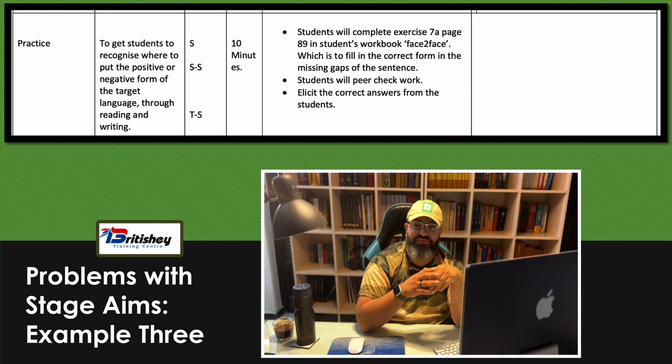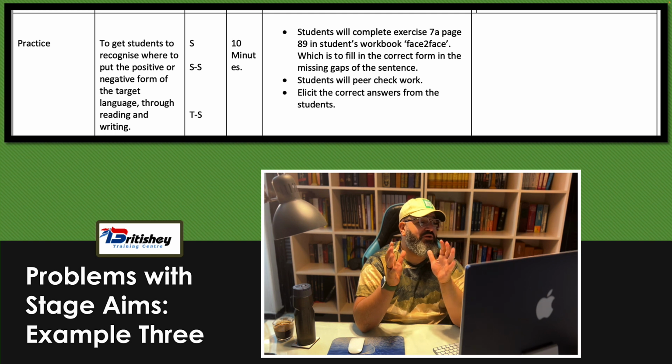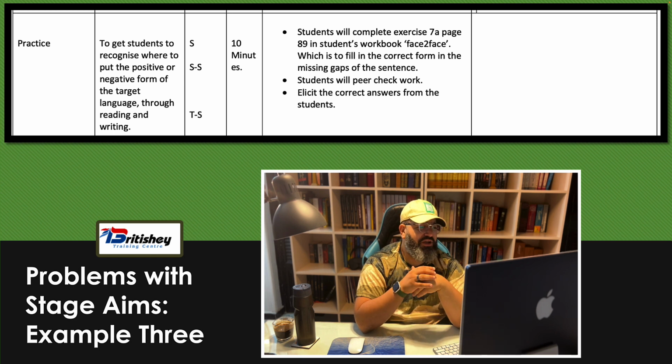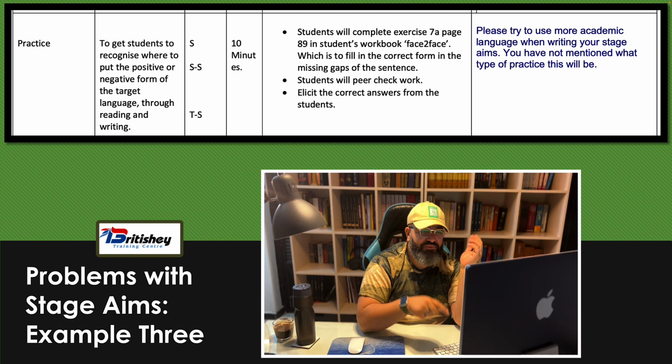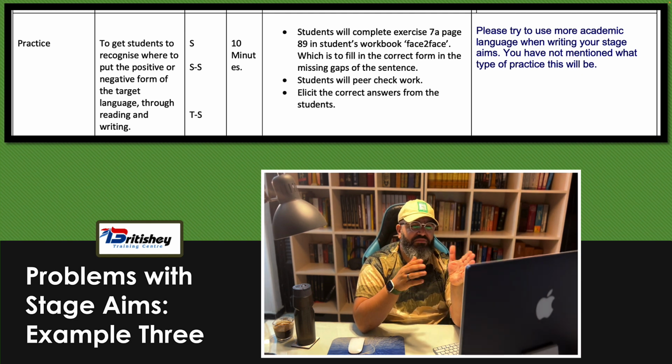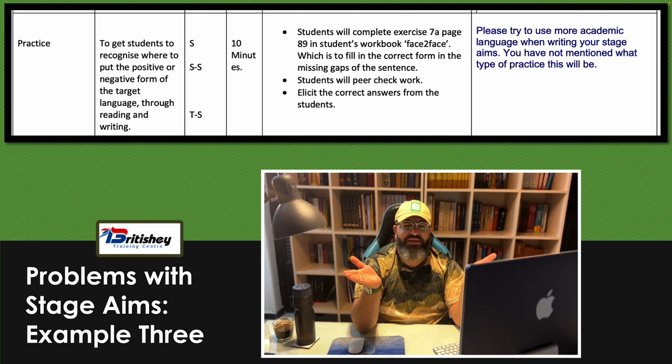So we've got practice, that's the stage. And then the candidate says, to get students to recognize where to put the positive or negative form of the target language through reading and writing. For me, that sounds a bit weird. Let's see what I said. I said, please try to use more academic language when writing your stage aims.